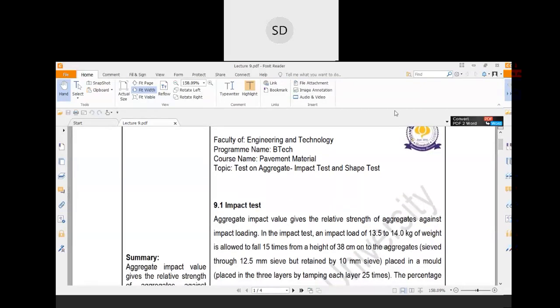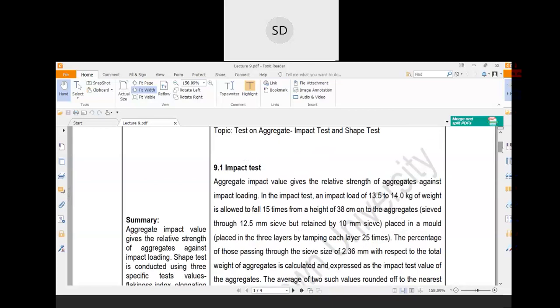So today we'll discuss two more tests. One is the impact test and another one is the shape test. Now the thing is, you have already conducted the impact test in your lab, and I think you know about all these tests. So basically, the impact test is conducted to know the toughness of the aggregate.